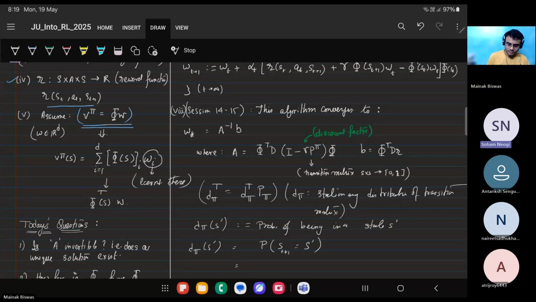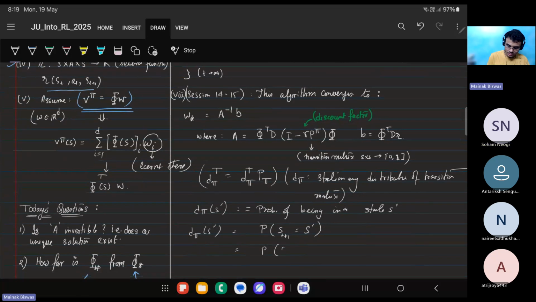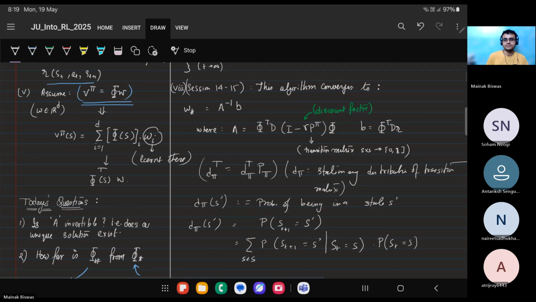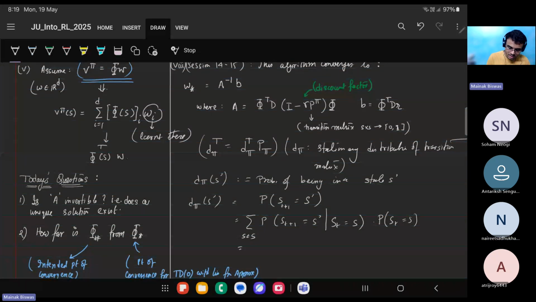Total probability theorem, I think we did it. Correct. So S T plus 1 is equal to S dash. I condition on S T equal to S and I multiply by the probability S T equal to S. And then I sum over all S. Do you agree? Yes, law of total probability. So this is P pi of transition from S to S dash, and this is D pi of S, and you sum over all the S's.